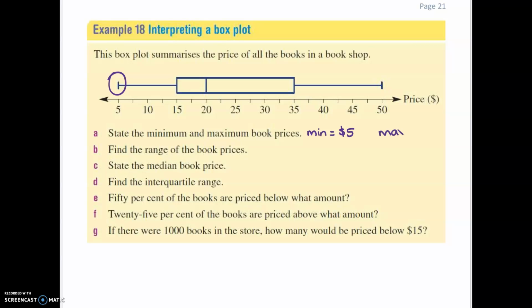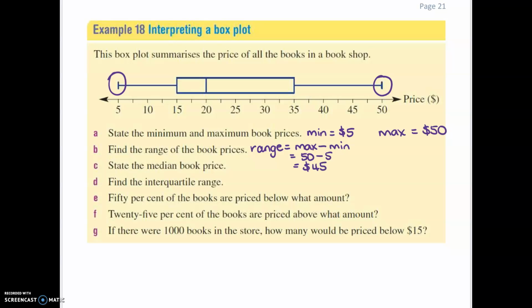The maximum book price will be up the other end. So the dearest book that they had was $50 and it's dollars, so put the units. You can fill that one in. B, the range of book prices. So we used this yesterday. Range is your biggest value minus the smallest. So in this case, your maximum of 50 minus the 5, which means the range is $45.